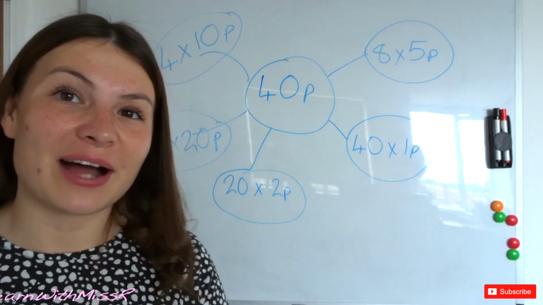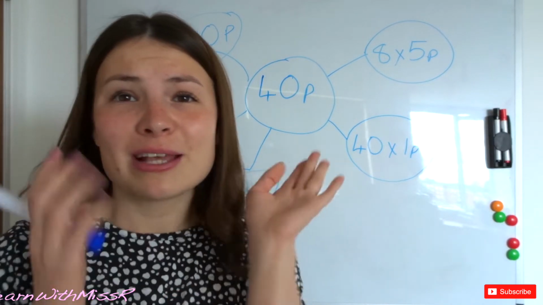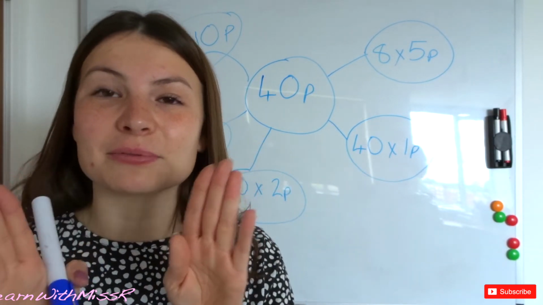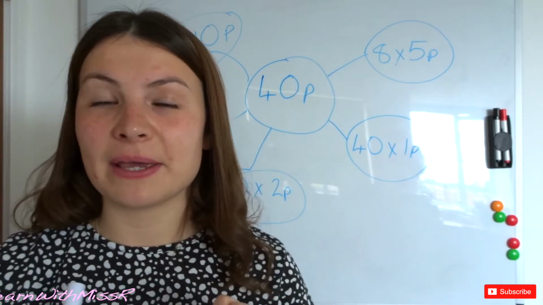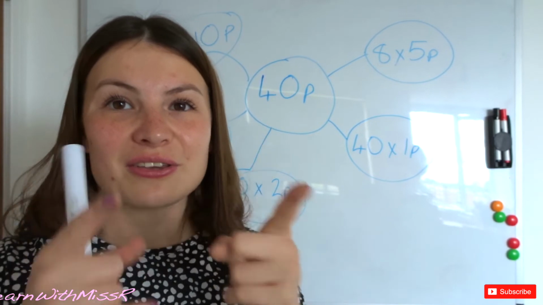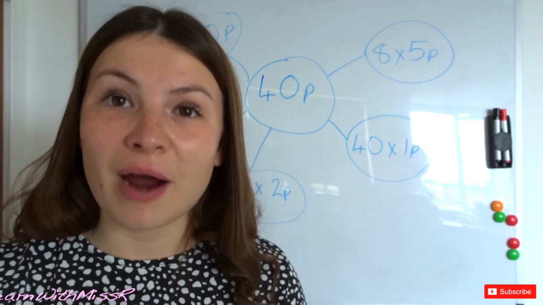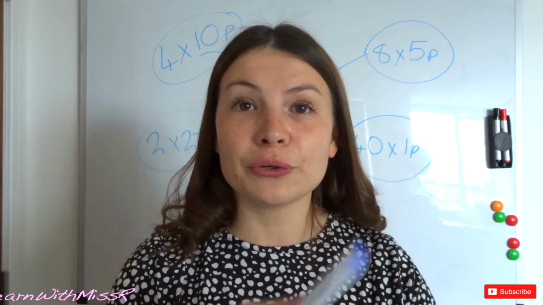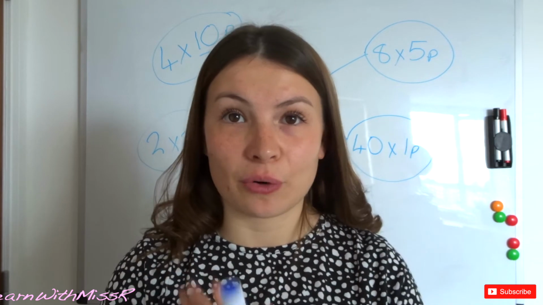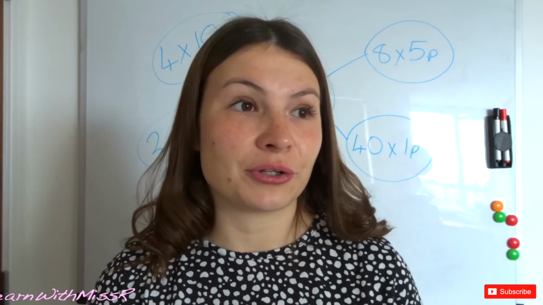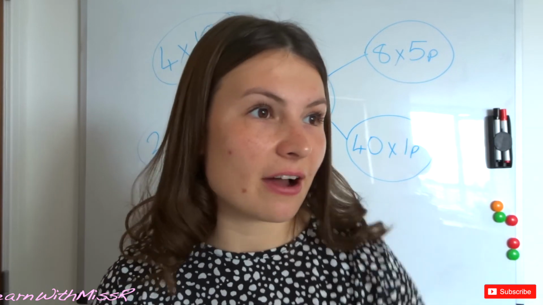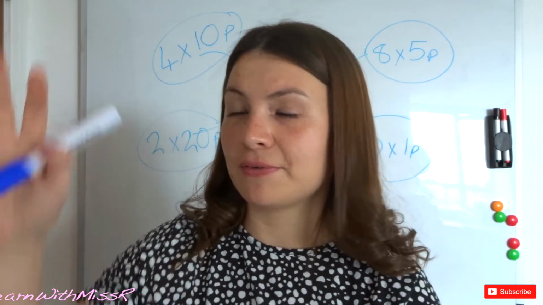Now, for those of you at home who have said, Miss Rowney, there's more than that, because you can use a 5p, a 10p, a 20p, and then 5 ones, you are on it. Well done. So you can use as many different coins as you want. They don't all have to be the same coin. So you can use 2p's, 1p's, 5p's, 10p's, 20p's, 50p's.